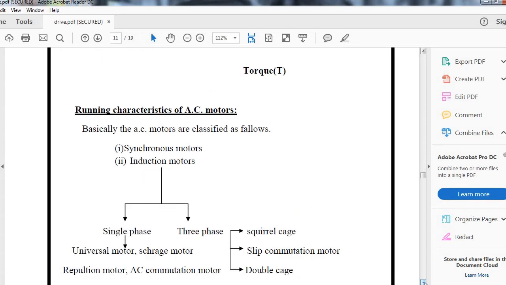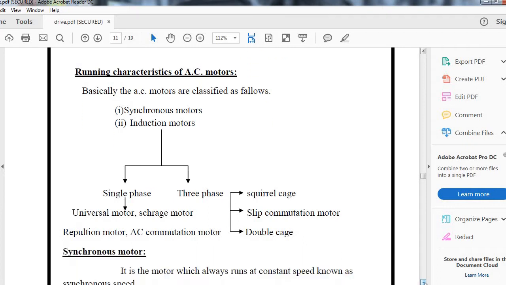Now if we look into AC motors, we have studied the speed torque characteristics of DC motors, but AC motors are basically classified into synchronous and induction motors, whereas induction motors are further classified into single phase and three phase. Three phase types are squirrel cage, slip ring, and double cage, whereas single phase types are universal motor, split phase motor, repulsion motor or AC commutator motor.